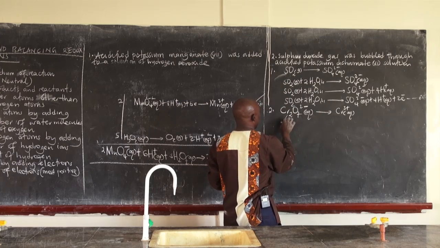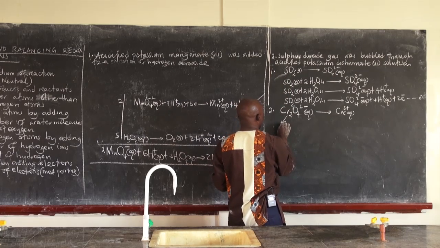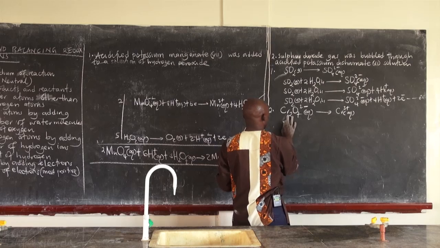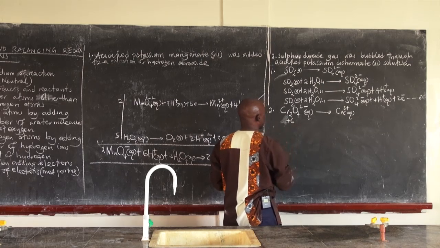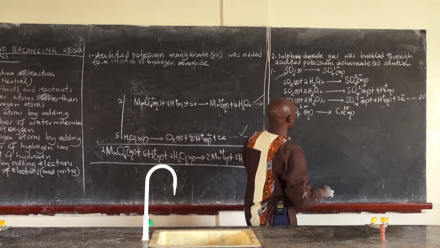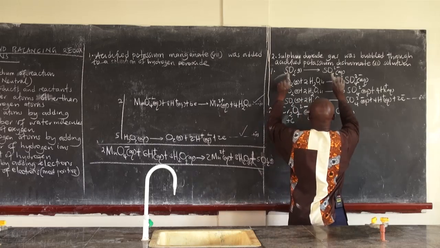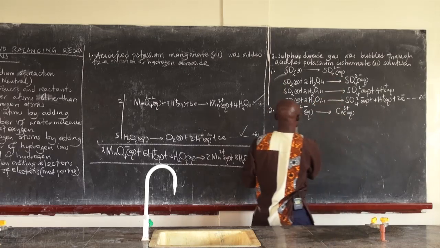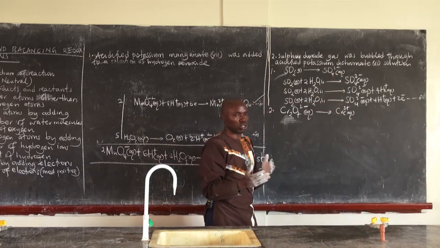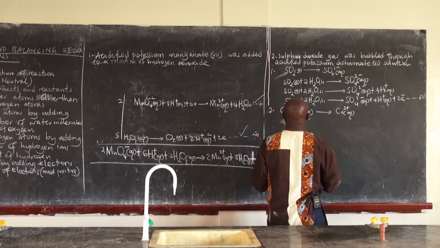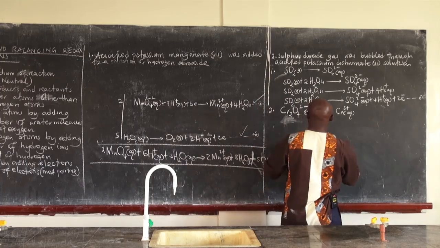So let's type in from here. This is chromium; by calculation you'll get an oxidation state of plus 6. Try to calculate the oxidation states and compare these two. You realize that one is higher than the other. So it tells you that this has been oxidized and this has been reduced. Let's now dive into this.